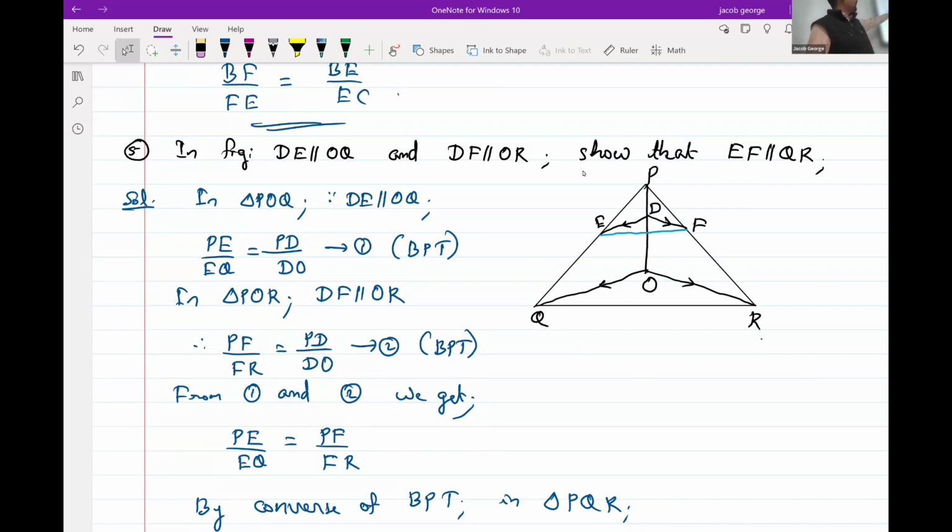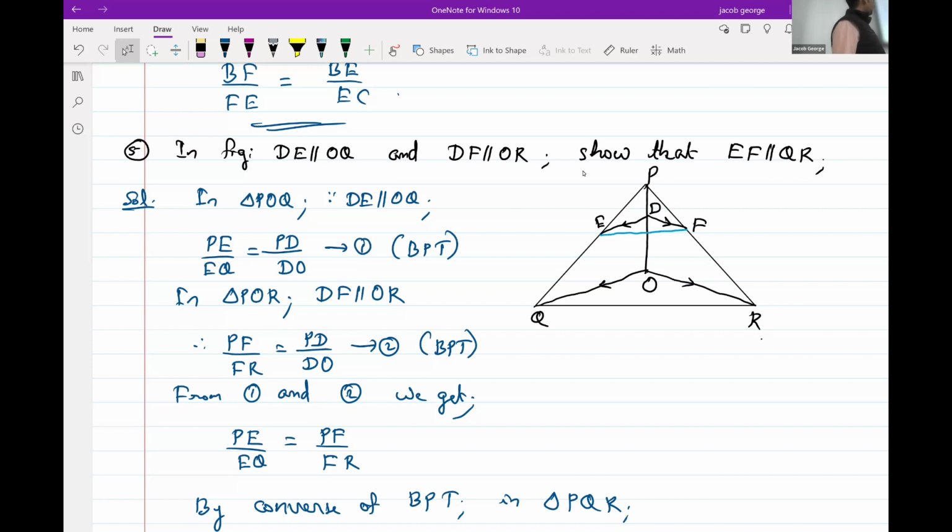Yes, what is the first parallel side given here? DE is parallel to OQ. In which triangle is DE parallel to OQ? It is in POQ. So there we apply BPT like this. PE by EQ is equal to PD by DO. Is it clear? Second parallel side is in triangle POR, and DF is parallel to OR. So how do you apply? Yes. PF by FR equal to PD by DO.